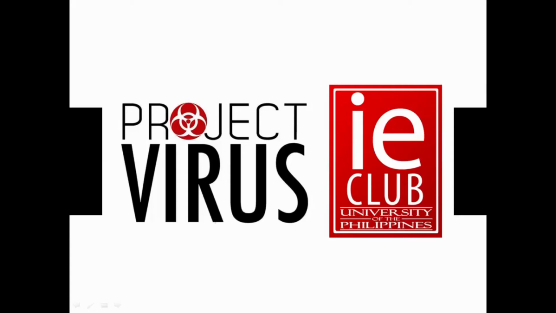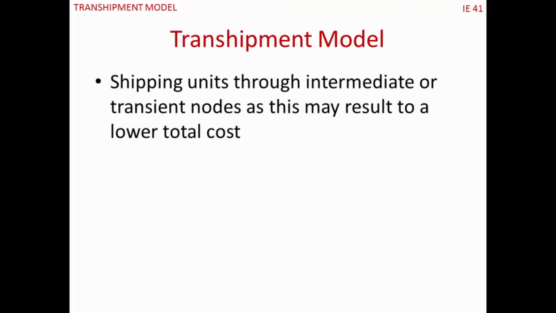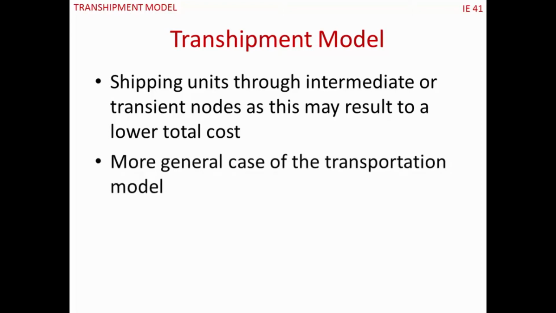Transshipment model. In some cases, it may be better to ship units through intermediate or transient nodes before reaching the destination nodes, as this may result in a lower total cost. This type of model is called the transshipment model, a more general case of the transportation model.